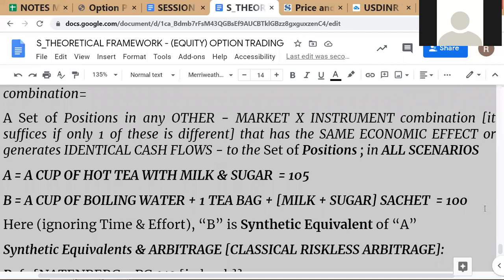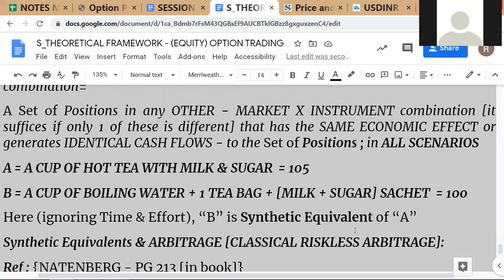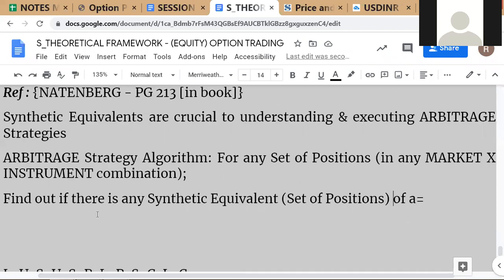It's a set and it has so many elements, 1, 2, 3, 4. So this is a set of positions, okay? And we say that B is the synthetic equivalent of A. But actually you can write it even more specifically and say B is the synthetic equivalent position of the position in A. So synthetic equivalent is always a position as well, because it's equivalent to a position. So find out if there is any synthetic equivalent set of positions.